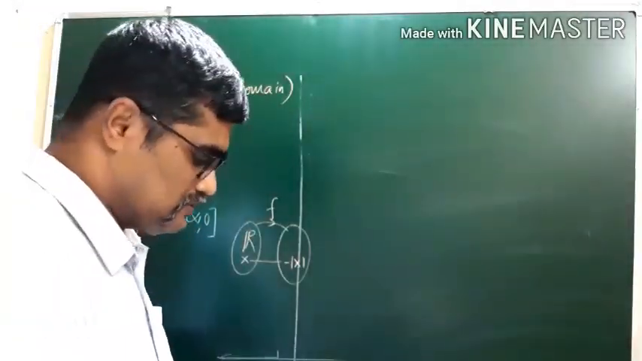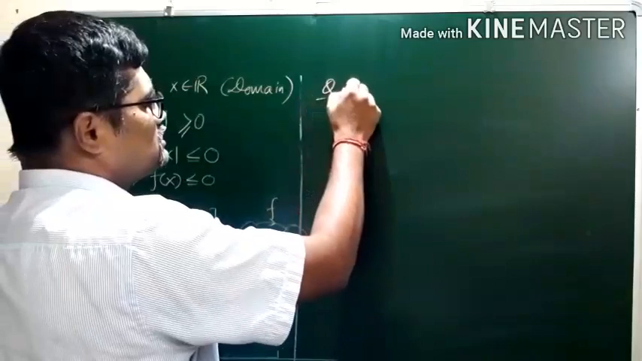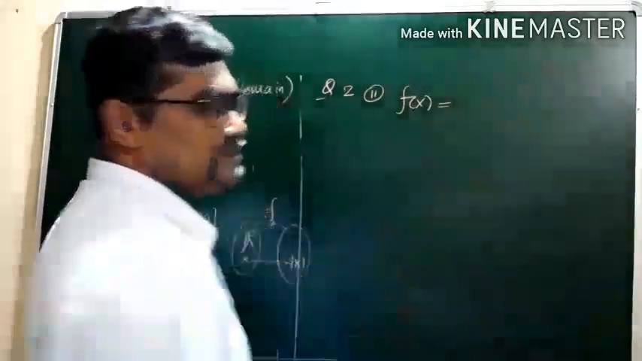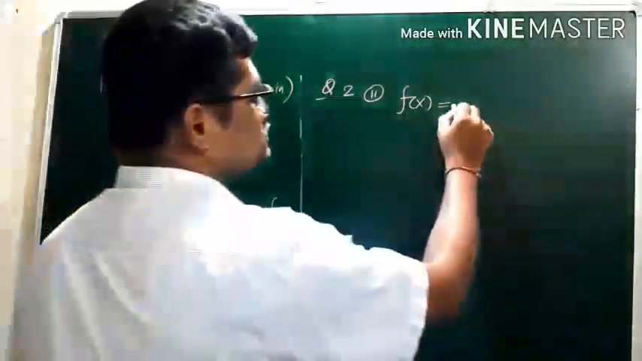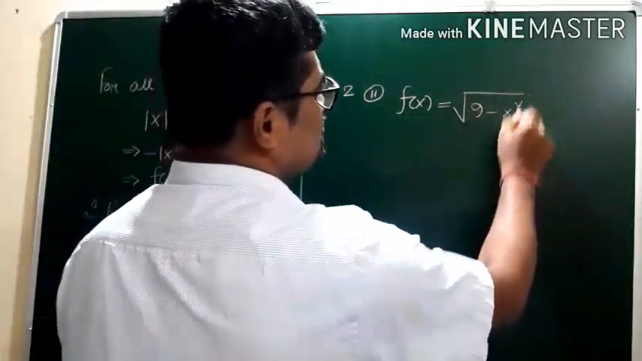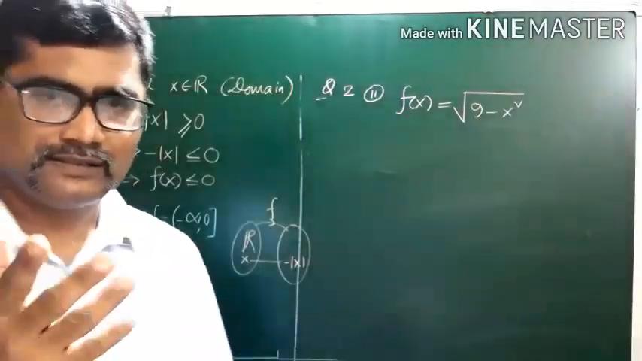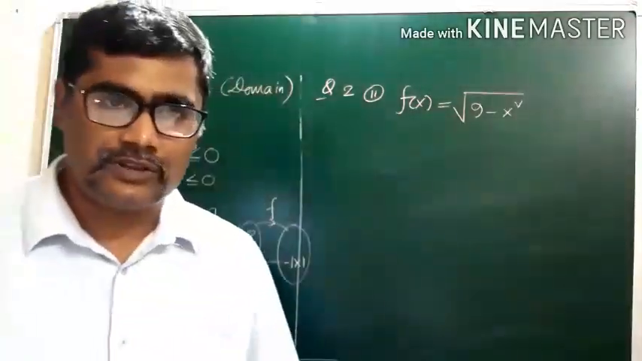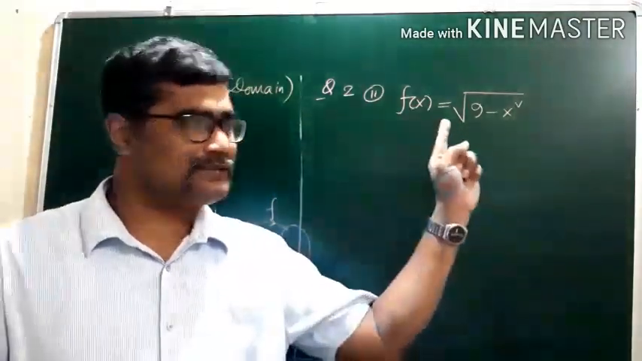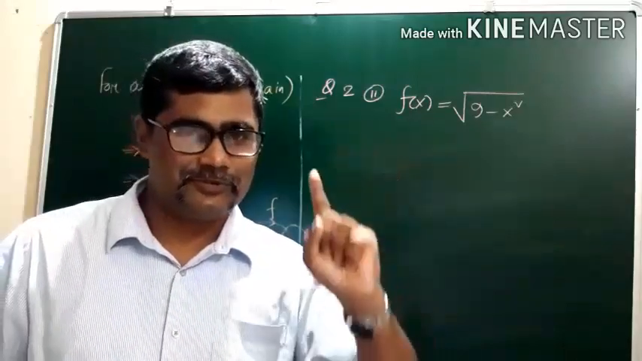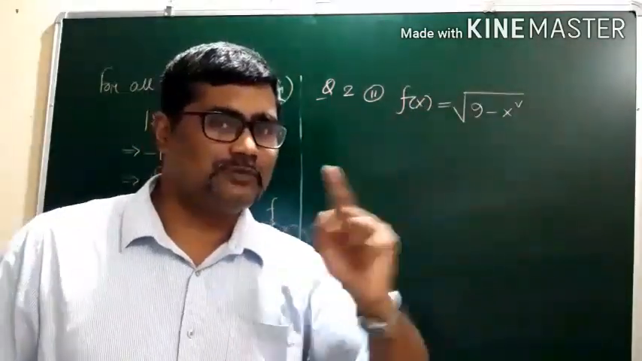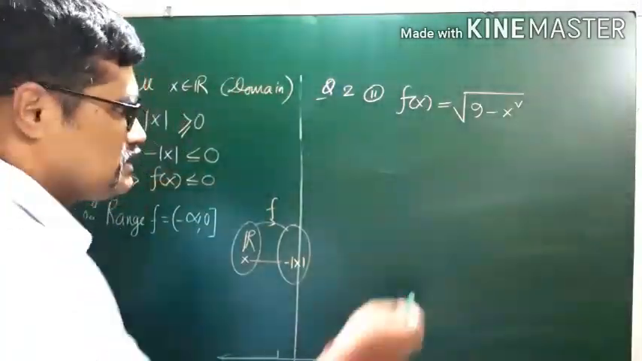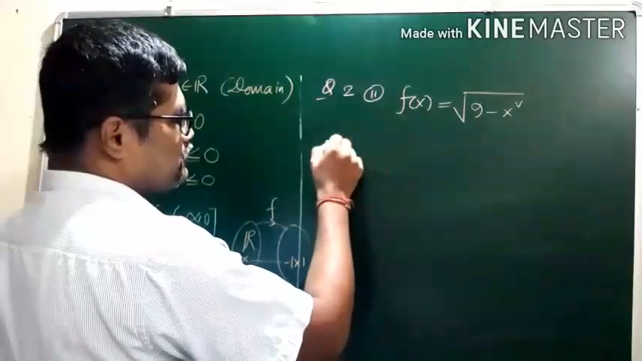Here question number 2, the function is f(x) equal to root over 9 minus x square. Now I have to find the domain of this first. Domain means, again you try to think. If you remember, I explained about the square root. Square root will be defined if the quantity under the root will be either 0 or positive, right? That's the funda we'll be using here. So we'll use this, right?